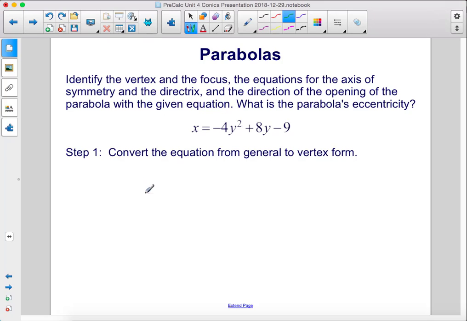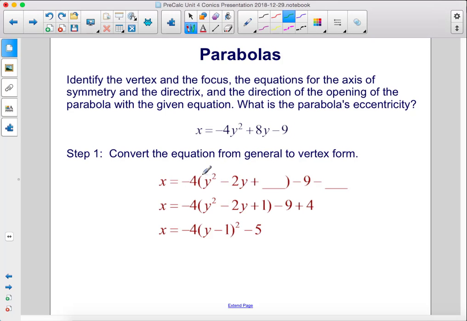Identify the vertex and the focus, the equations for the axis of symmetry and the directrix, and the direction of the opening of the parabola with the given information. What is the parabola's eccentricity? Step 1. Convert the equation from general to vertex form. So we need to complete the square here. First we factor out the -4, and then we figure out what to add in.